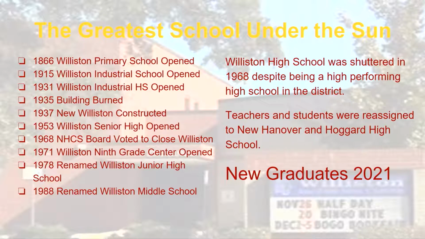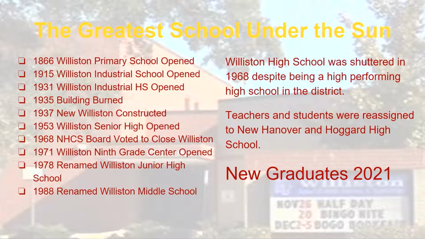Williston began as a freeman school in 1866 and was acquired by the school district in 1915. In 1931, it opened as an industrial high school with an emphasis on ensuring that students that attended received training in meaningful trades. Williston Senior High School opened in 1953 and was shuttered by the district in 1968, despite being a high-performing high school. Teachers and students were reassigned to New Hanover High School and Hoggart High School, which opened at that time. And the Williston that we know today was renamed and reconfigured in 1988.